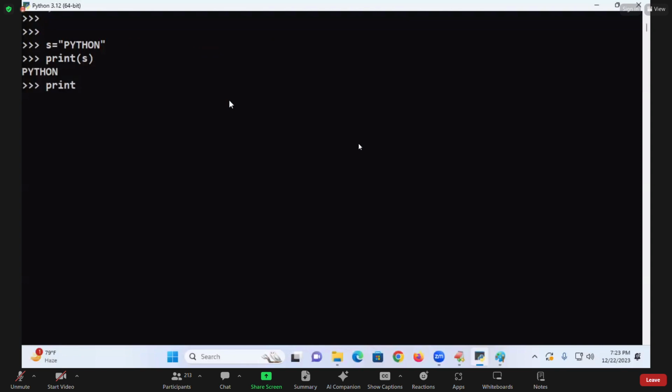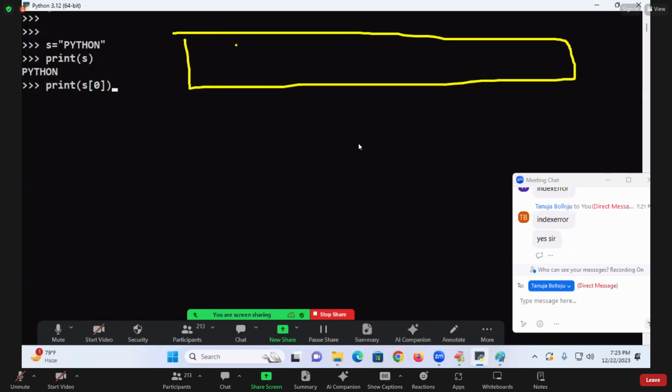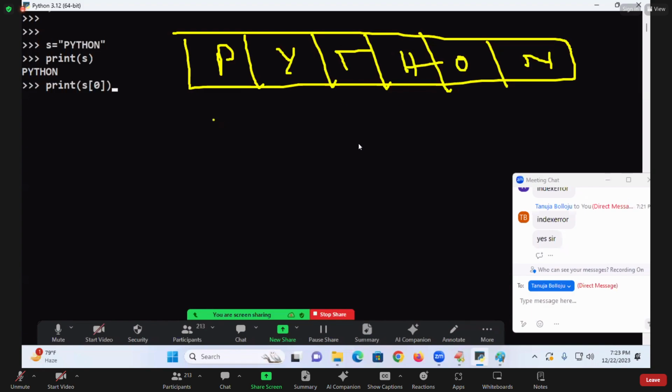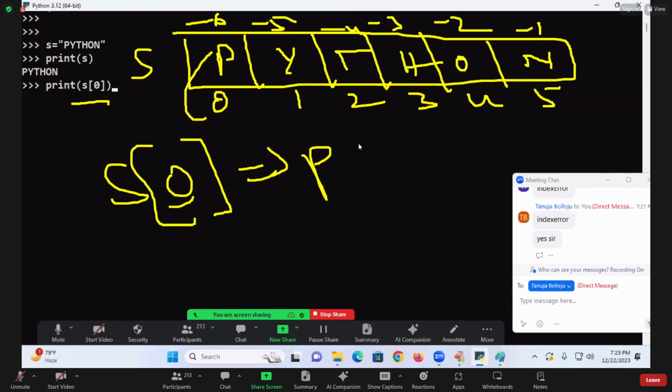Now, students, start with S of 0. What is my syntax? S of 0. When such questions come in an interview, you immediately write one diagram. PYTHON, with indexes 0, 1, 2, 3, 4, 5 and negative indexes -6, -5, -4, -3, -2, -1. I wrote str object S of 0. The 0 indexed value is called what? P will be given. Are you following?